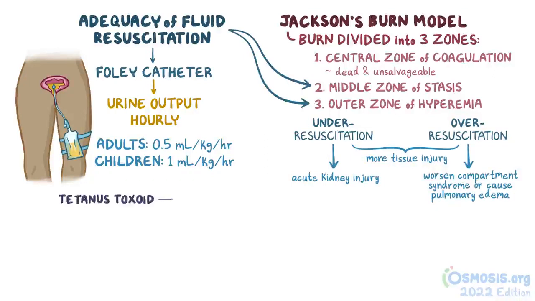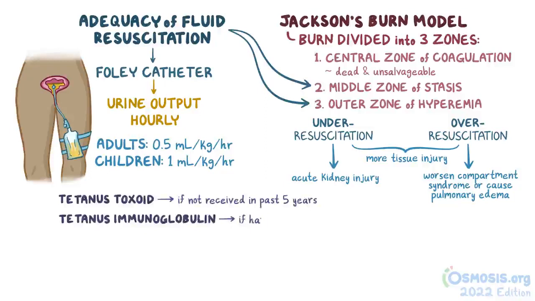Tetanus toxoid should be given if the individual had not received it in the past 5 years. Also, tetanus immunoglobulin is added if they haven't received the primary series during childhood.